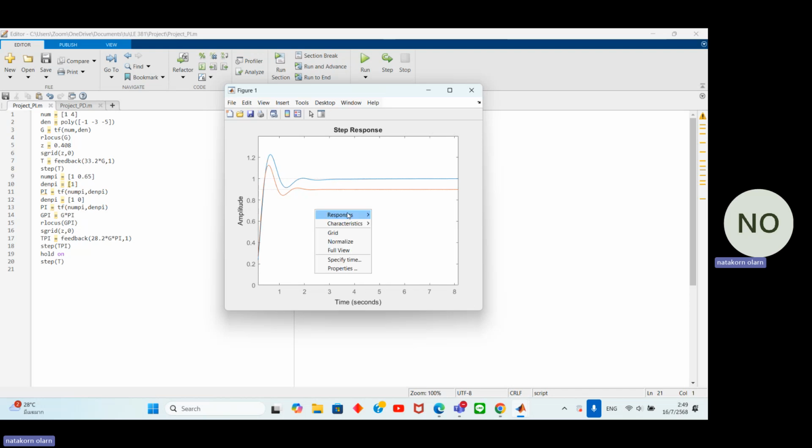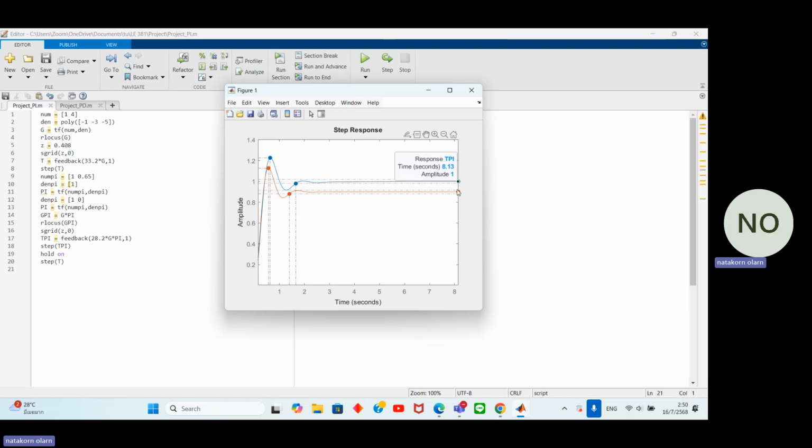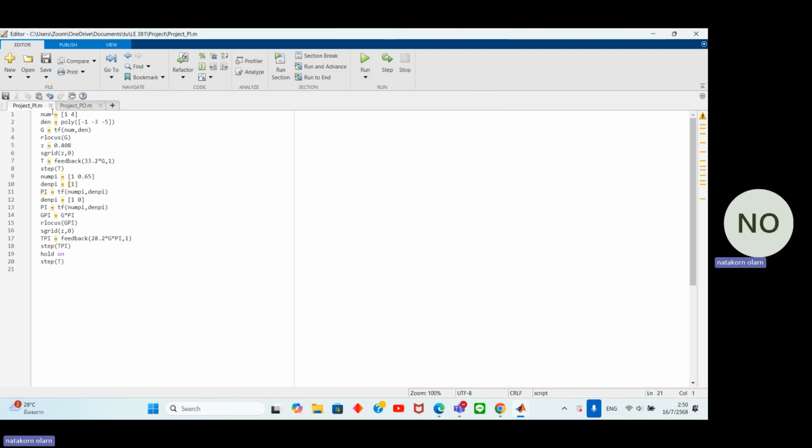So this is the result that I calculated. I use the program to solve. You can see that the response in the system after the compensator, the final value should be 1, which means that the steady state error is 0. You can see that the final value before and after is not the same. So that is for the PI controller.